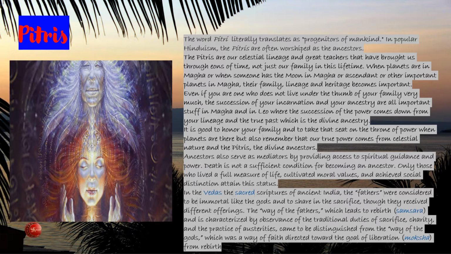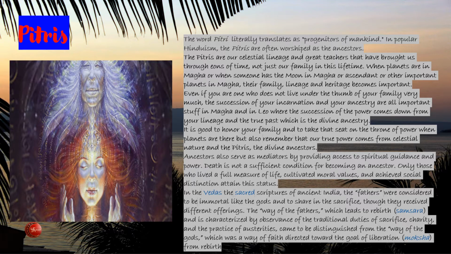And you know that succession comes through your lineage, through your children. So it is good to honor your family and to take a seat on the throne of power when planets are there. But also remember that our true power comes from the celestial nature and the Pitris, the divine ancestors, so don't let your ego overcome your spiritual and divine nature. Let your spiritual nature shine. Let your spiritual nature sit on that throne, that symbol of the Magha Nakshatra.